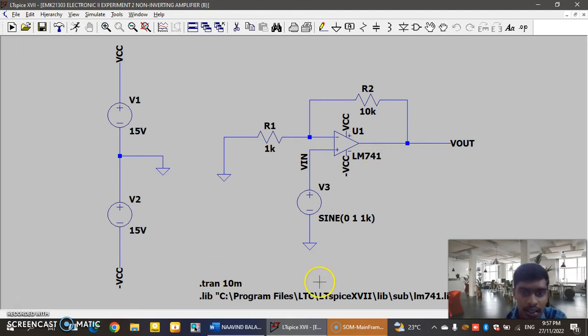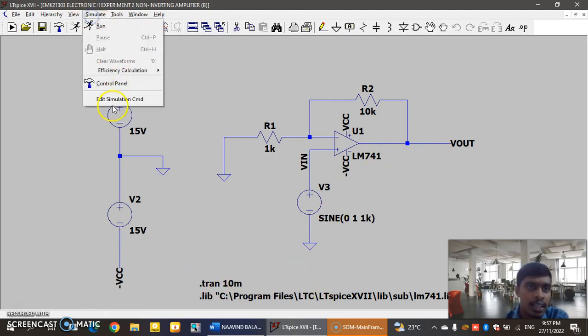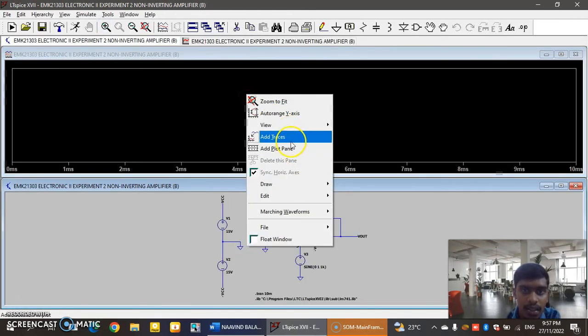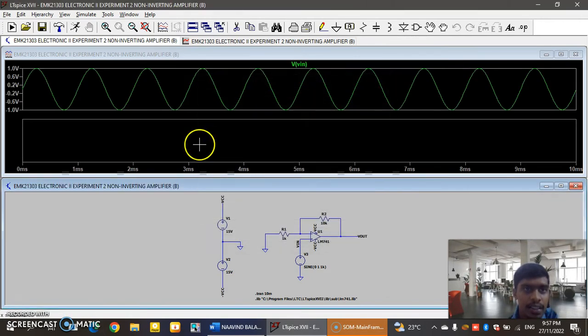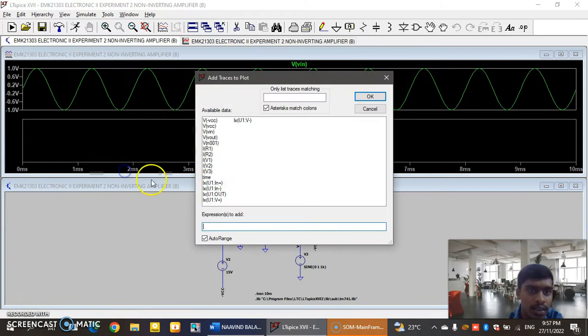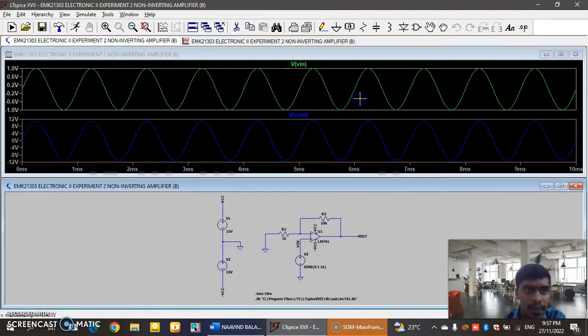So for this one I also already did the edit simulation for 10 milli, and my library for the amplifier, and if I run this, I get my V in is this one, and my V out should be the same, but the value will be different, because the connection over here is just 1 volt, and over here the connection is 15 volt.